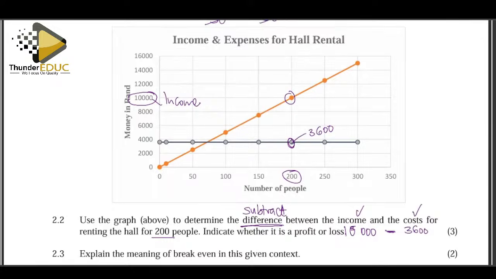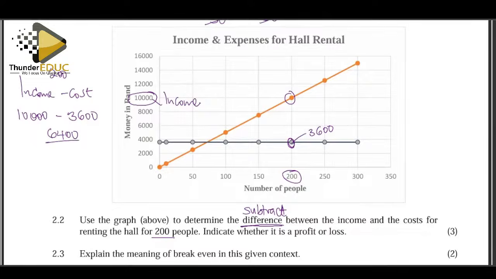The difference between income and the cost for 200 people, 200 tickets. So we said 10,000 minus 3,600. And this has brought us to, sorry, 6,400.